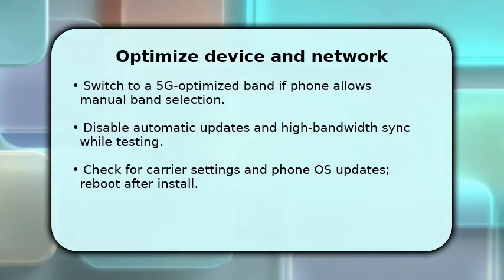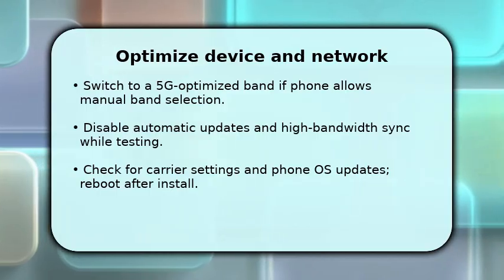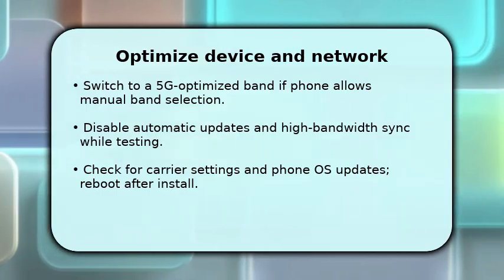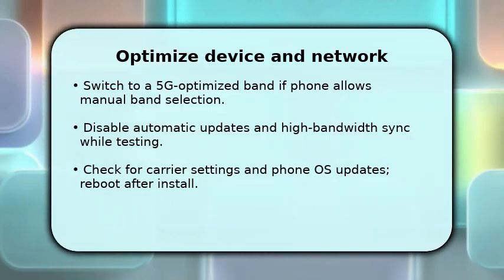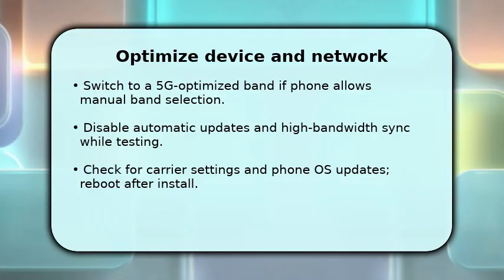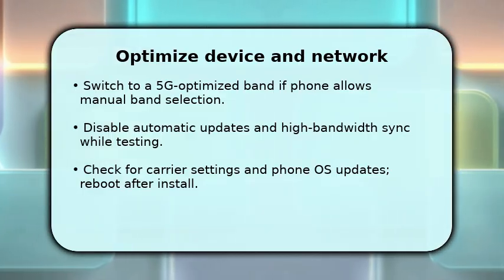Also check for carrier settings and OS updates. Installing them often improves radio performance. After updates, reboot the phone and reconnect. Repeated reboots can help the device latch on to a less congested cell or spectrum slice.